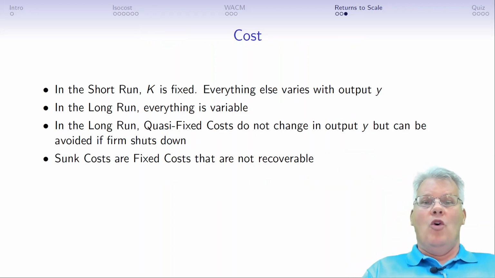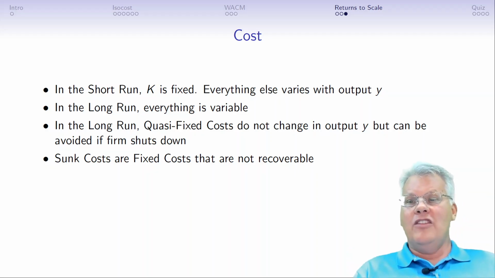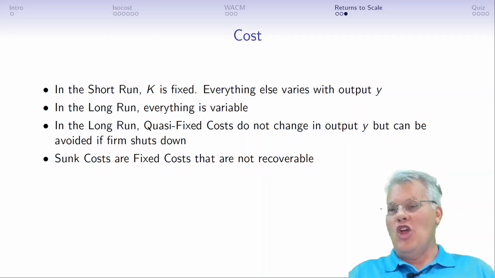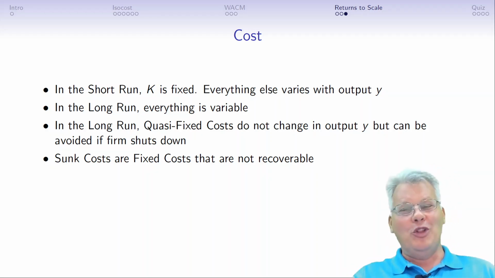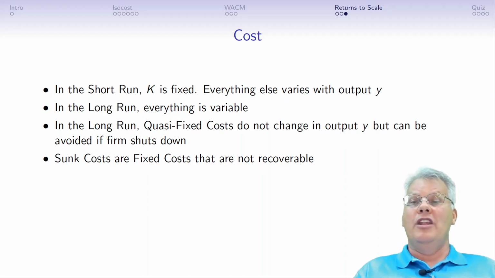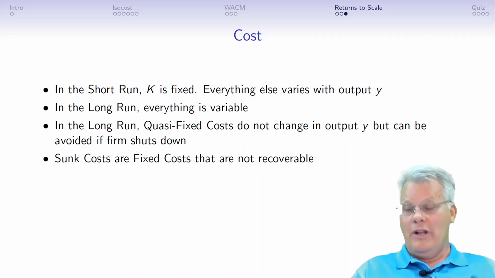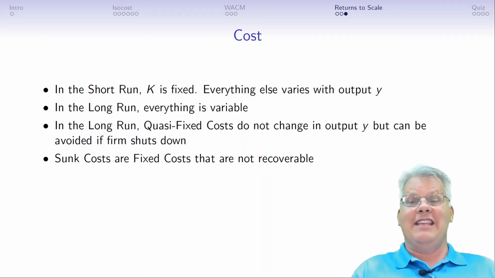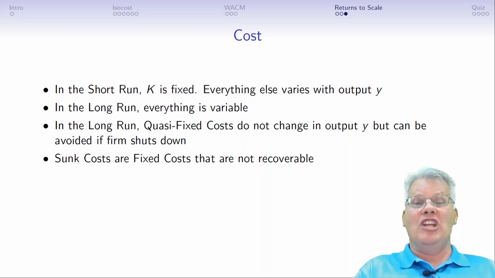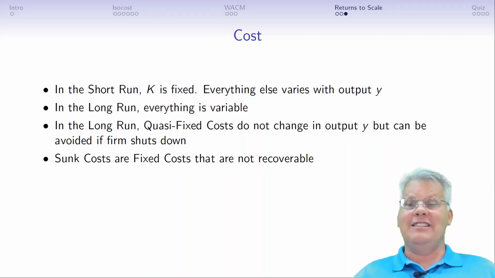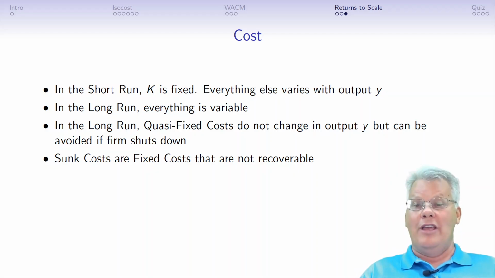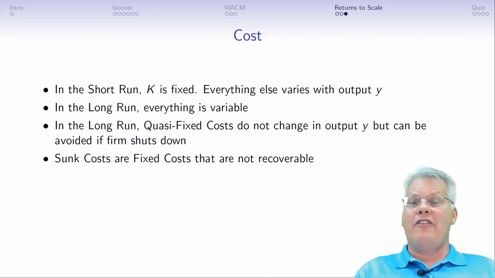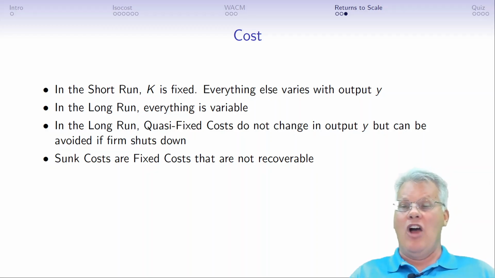Okay. So, in the short run, capital is fixed. Everything else varies with output. In the long run, we're all dead. Everything is variable, including you. And in the long run, you can have what Hal defines in his textbook as quasi-fixed costs. Quasi-fixed costs would be an example of costs that do not change in output, but can be avoided if the firm shuts down. So, for instance, in the short run, capital costs would represent fixed costs, whereas in the long run, you have costs that are still avoidable, but they don't change in output.